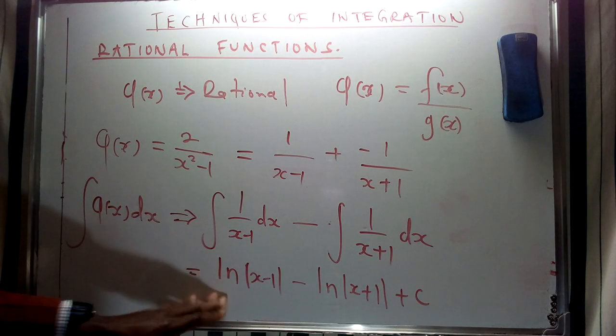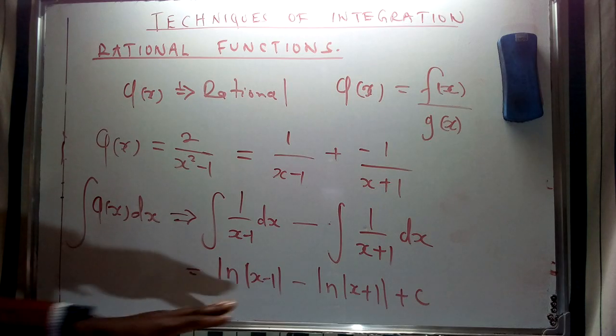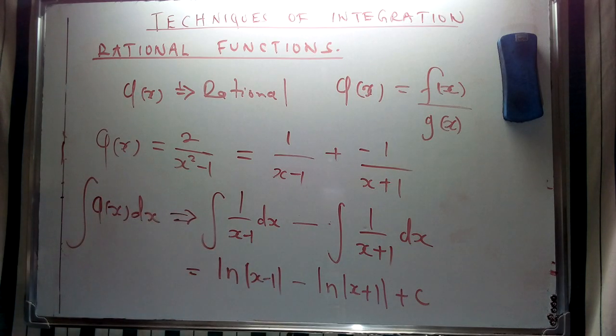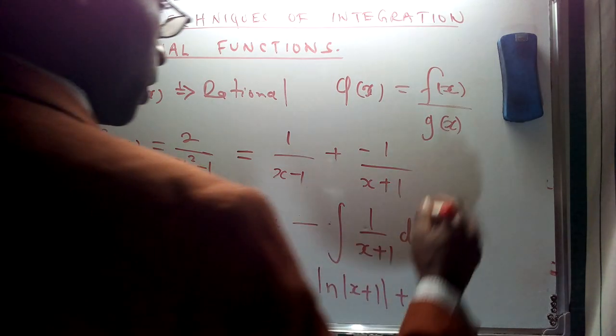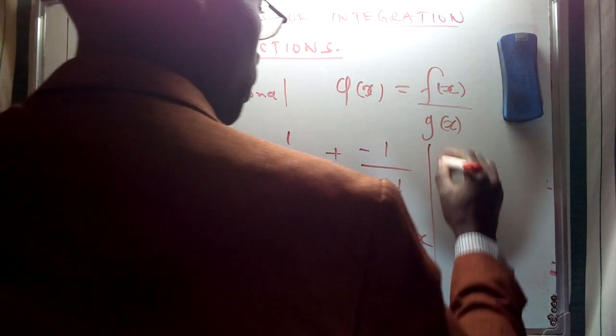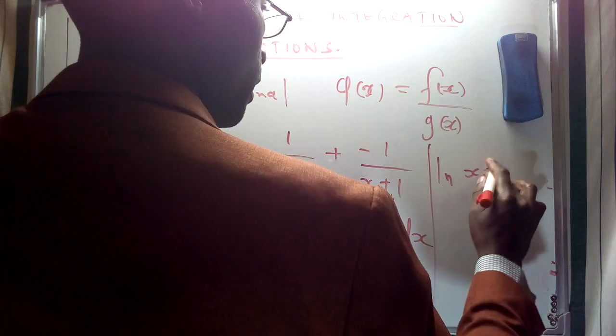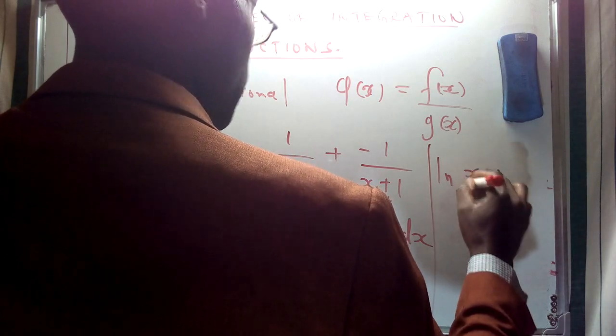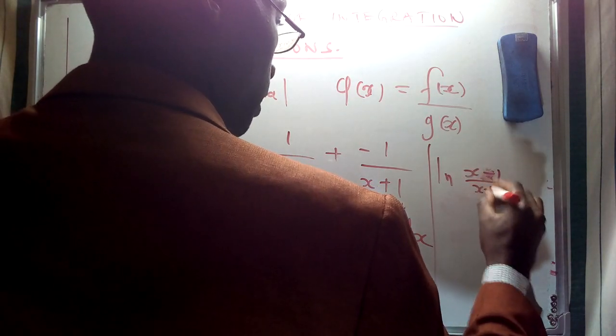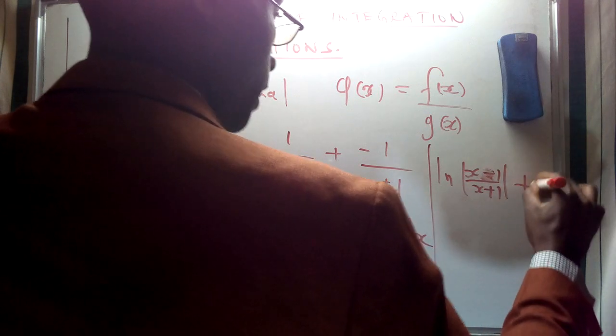From this one, we can just have a variation. For the difference of logarithms, we know that that's a division, and therefore this one can as well be given as the natural log of x minus 1 all over x plus 1, and then we have plus c given as such.